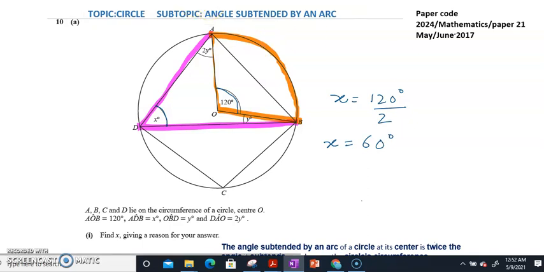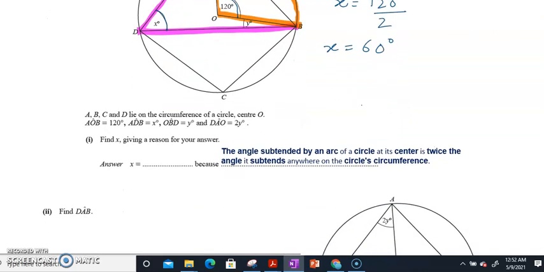Therefore, the angle X is 60 degrees, and the reason is because the angle subtended by an arc of a circle at its center is twice the angle it subtends anywhere on the circle's circumference.